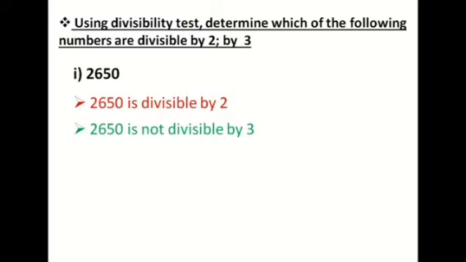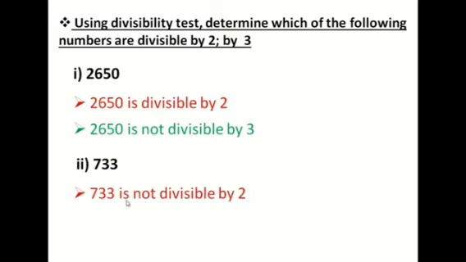Go for the next question. Question number 2, 733. Please do the sums with me. Try to find out whether the number is divisible by 2 or not. Look at the units place. It is 3. It should be 0, 2, 4, 6, 8, then only it will be divisible by 2. Is the number divisible by 2? No, because it has 3. So please write down 733 is not divisible by 2.